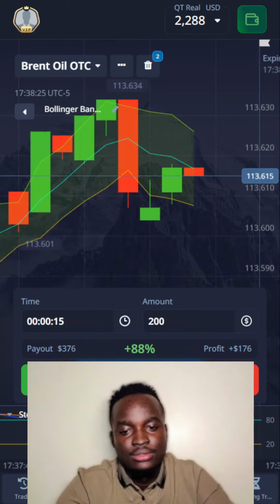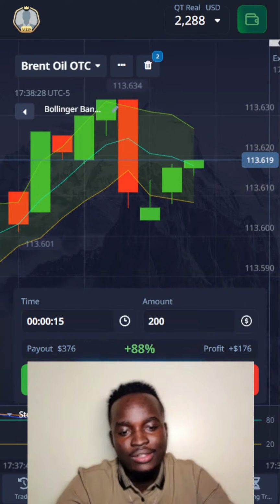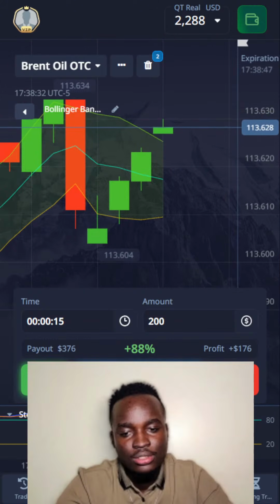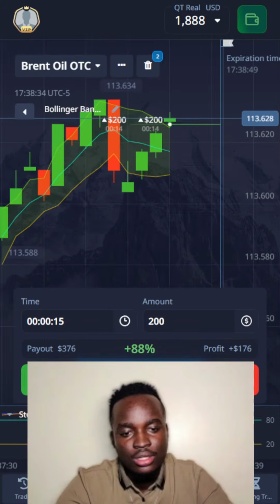You look at this. The price touched the lower band, and now it's coming inside the bands. Come on, come on. Another one. You make a double call right there.